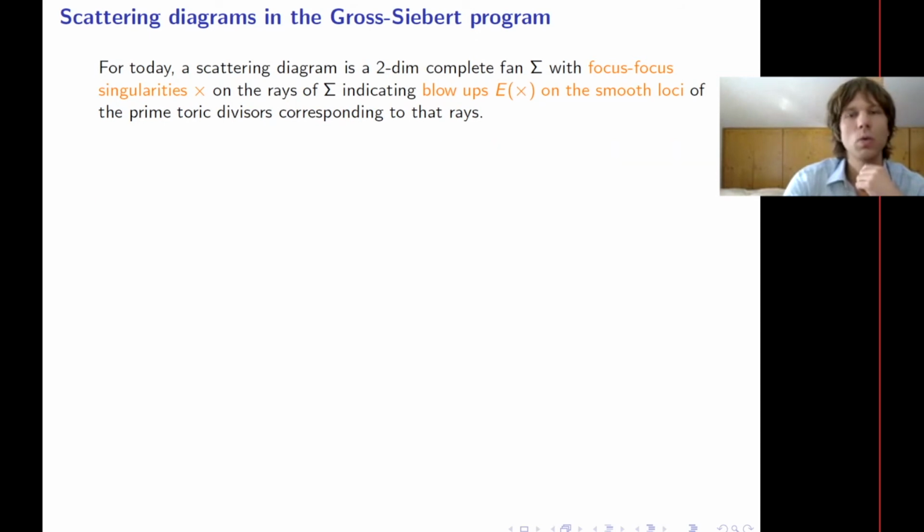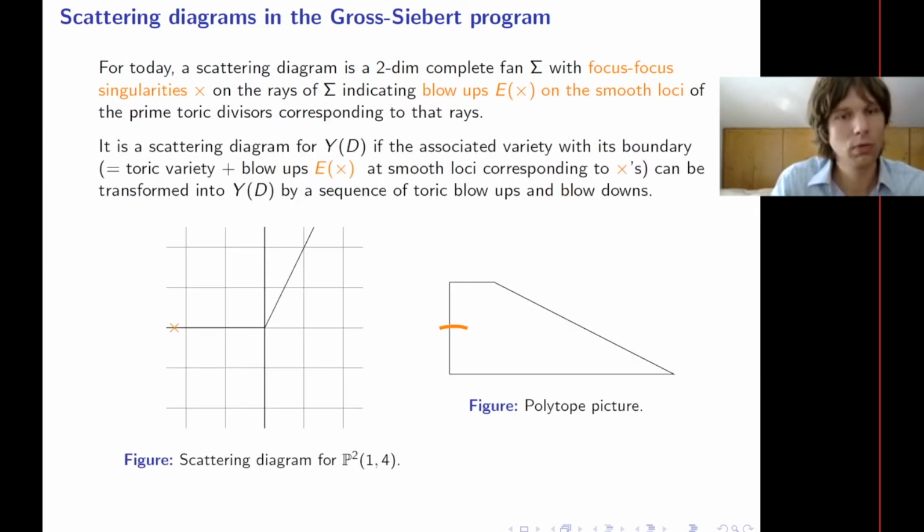And so for us, a scattering diagram: we will have a complete fan and we will add focus-focus singularities on some of the rays. Let me explain this by example. We start with the fan of F2, the Hirzebruch surface F2. If you forget this orange thing, this is the polytope of the Hirzebruch surface F2. If we wanted to modify this in the toric way, we could blow up these toric points, this one, this one, this one, this one. We can do weighted blow-ups, whatever.